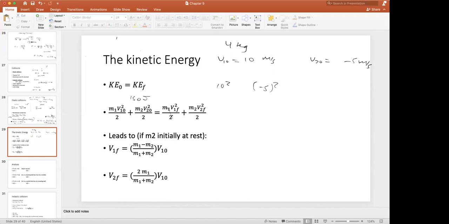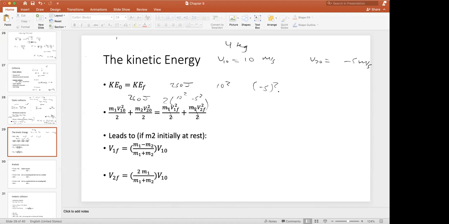On this side, 4/2 is 2. So 2 times these two quantities, but we know this was 10 squared and this was -5 squared as well. So that's 125, which is again, 250, which is again 250 joules. So you can check it for yourself, but the kinetic energy is completely conserved. It has to be conserved.